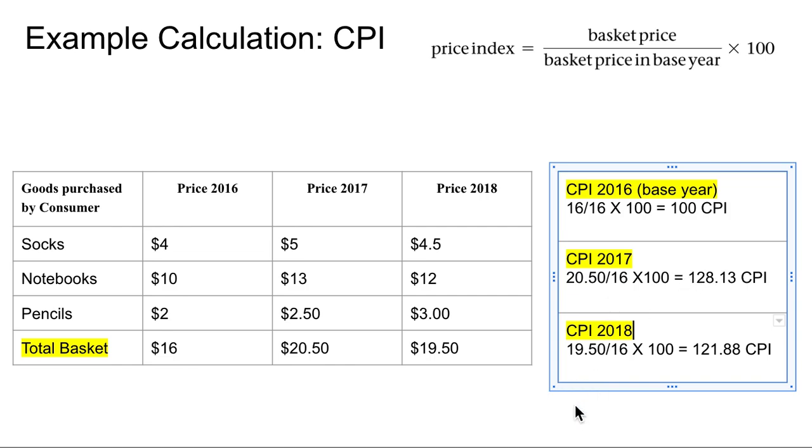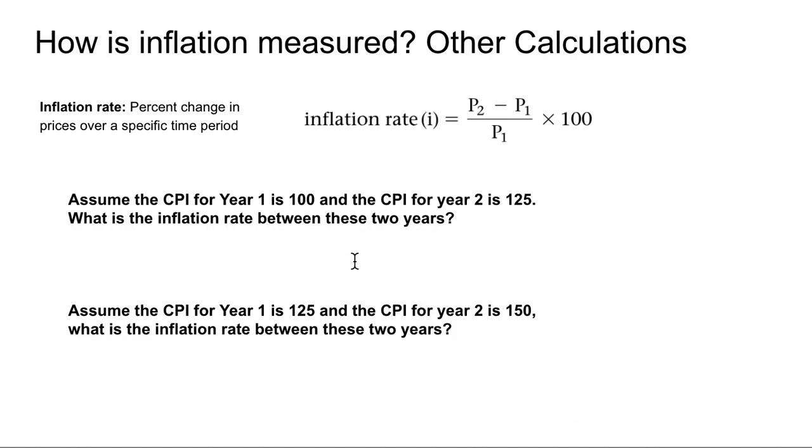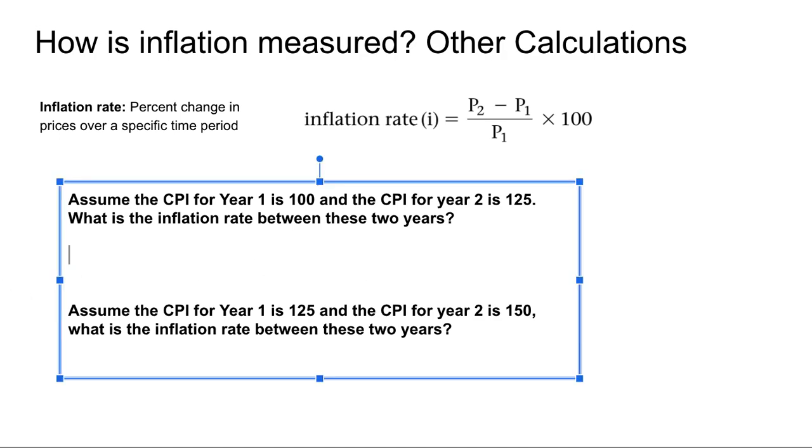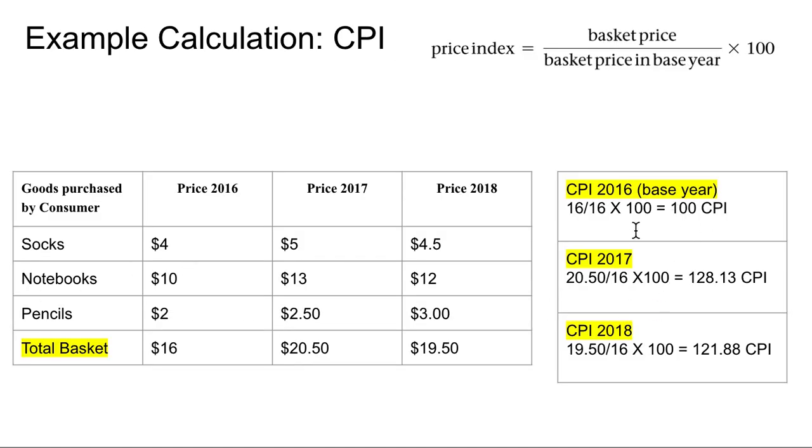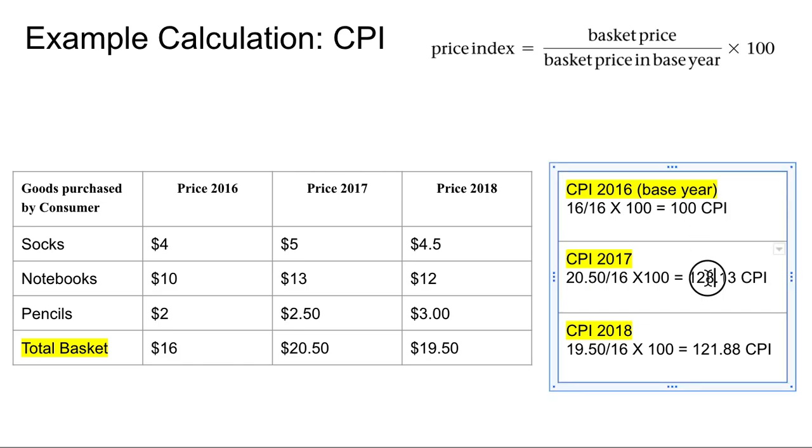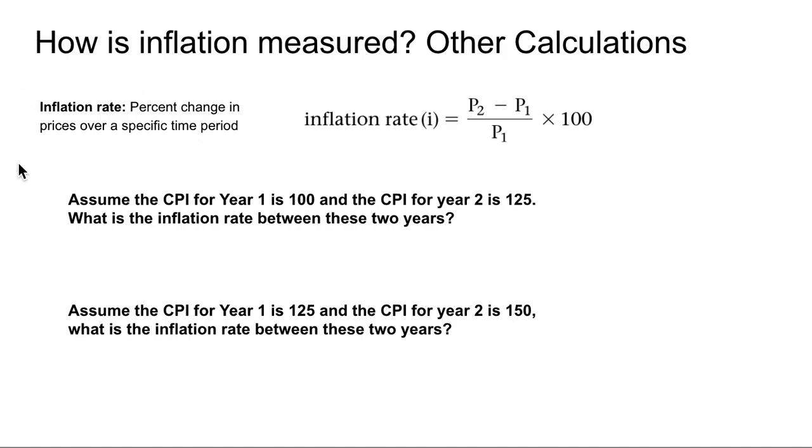So what do we actually do with these numbers to get a specific inflation rate? Because I showed you all, if we're always comparing back to the base year, we just look at the difference from 100. So the inflation from 2016 to 2017 was 28%, and the inflation from 2016 to 2018 was 21%. But what if we wanted to find the difference in inflation between 2017 and 2018? So not going back to that base year, comparing two different years. So that's just a very simple percent change calculation. So we're just saying the percent change in prices over a specific time period.